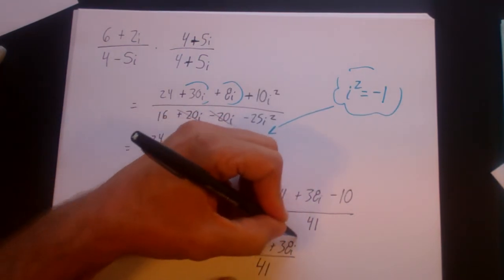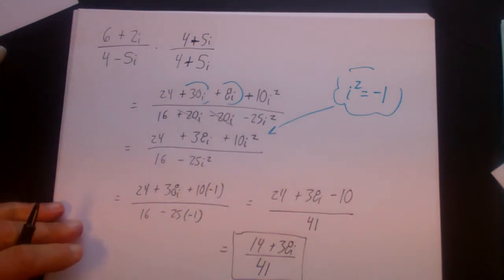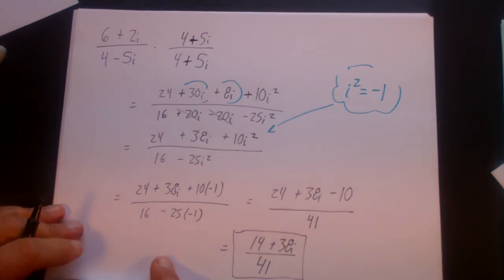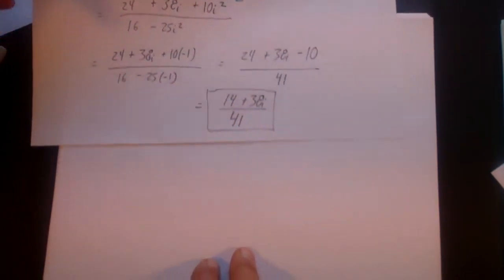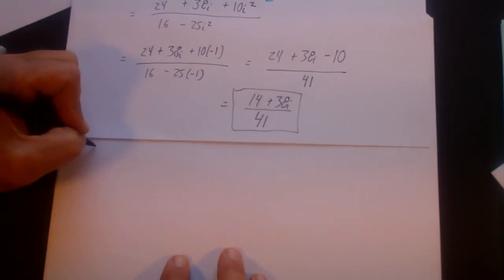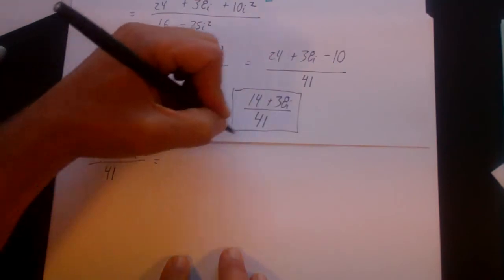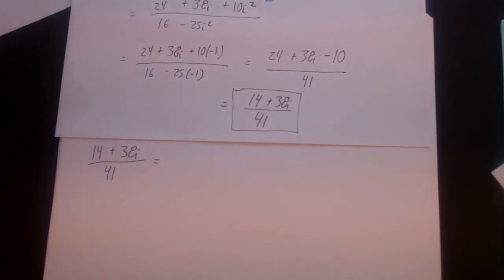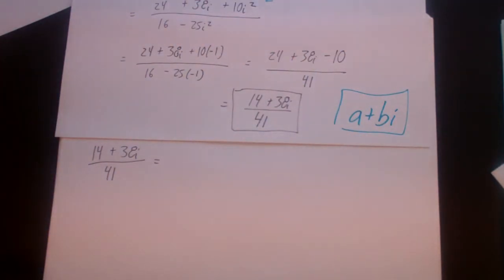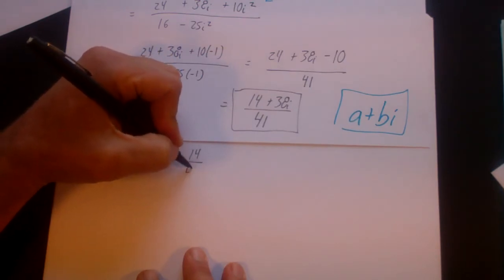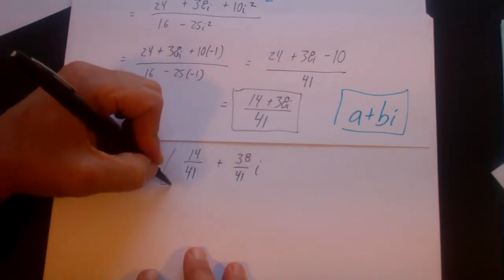Now, this isn't the form that I want, but I'm going to box that up just temporarily. That is a correct answer. It's just not 100% the way I want it. I'm going to move this up so that we can keep working with this. If we have 14 plus 38i over 41, I want it in the form a plus bi, right? That's the form I want. So I want the real parts together, so that's 14 over 41 plus 38 over 41i. And that's going to be my final answer right there.